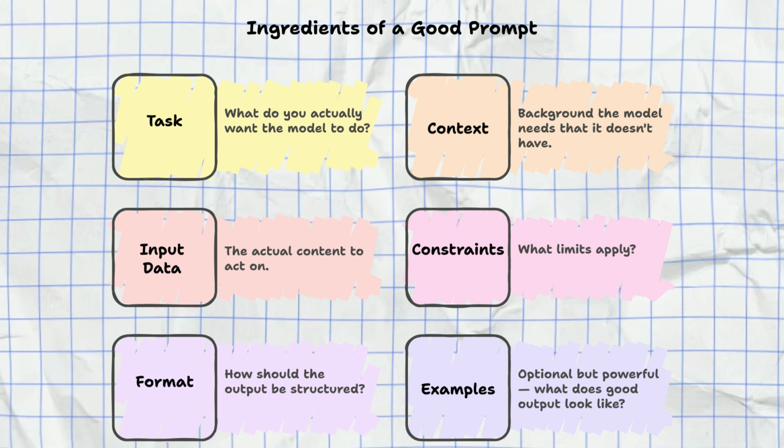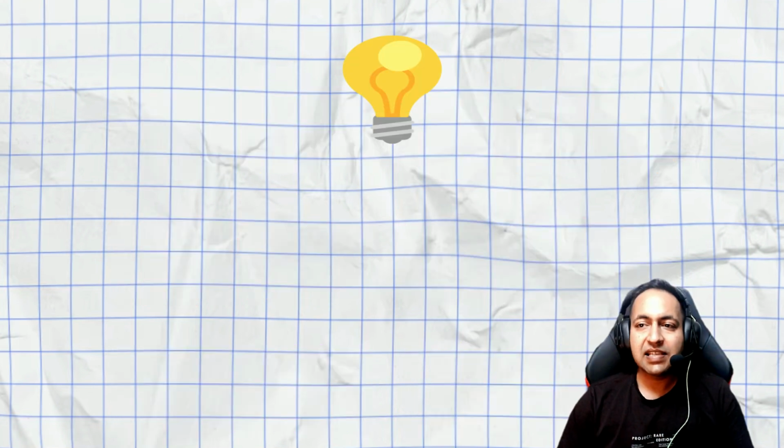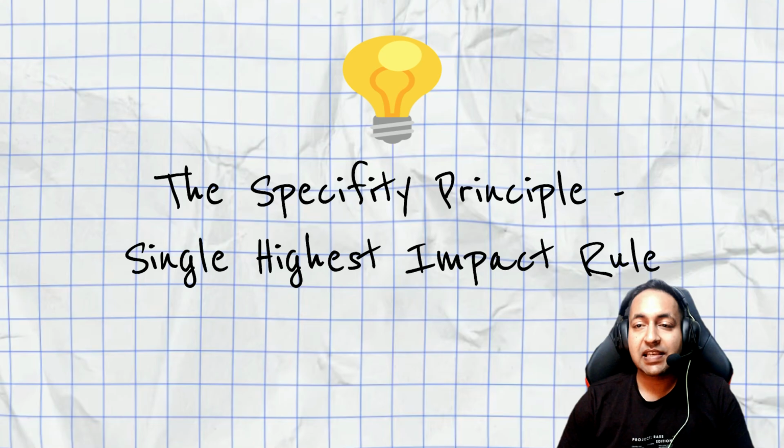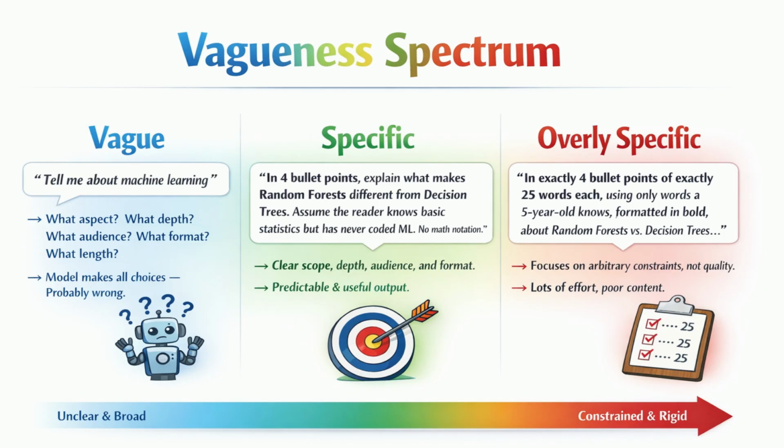The single highest impact rule in prompt engineering is the specificity principle. Before any technique, there is this rule that explains most of why prompts fail and succeed. You have to be as specific as the task requires, no more vague than you can afford. So on the screen, you can see three examples. The first one is very vague. The second one is the right amount of specific. And the third one is an overly specific example.